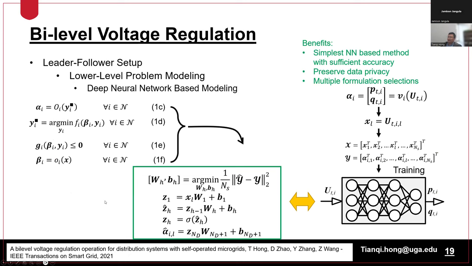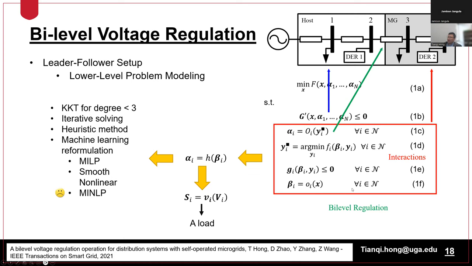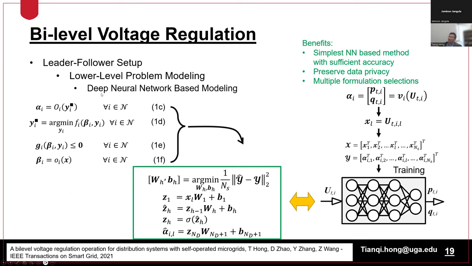Of course, there are a lot of machine learning methods to represent the lower level problem. In this talk, I will just show an example of using a deep neural network model to model the lower level problem. The major reasons for selecting the deep neural network are that it is the simplest neural network method with sufficient accuracy, it preserves data privacy, and it has multiple formulation selection potentials.